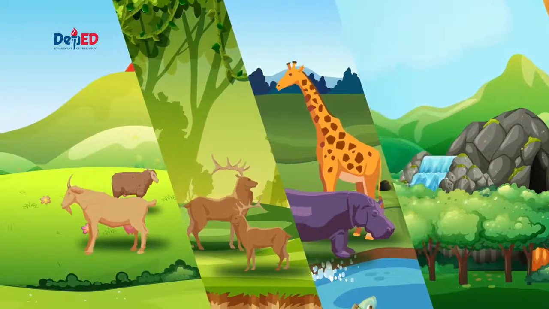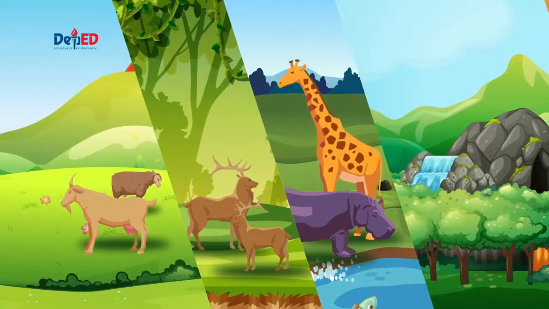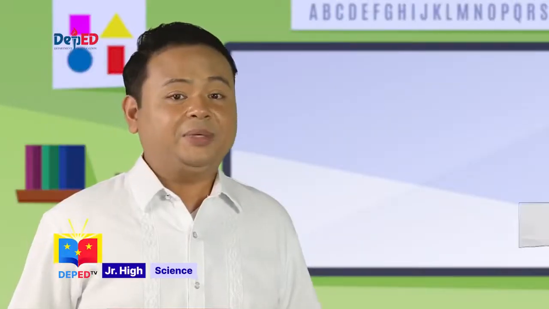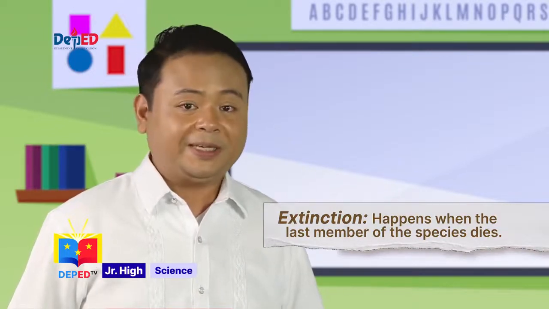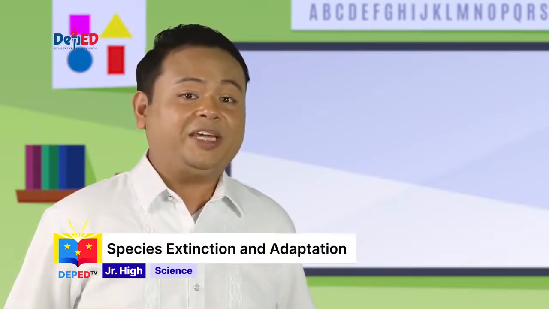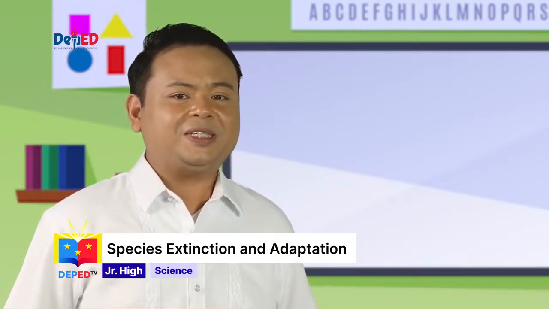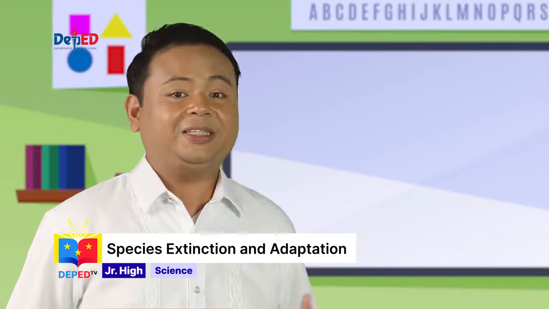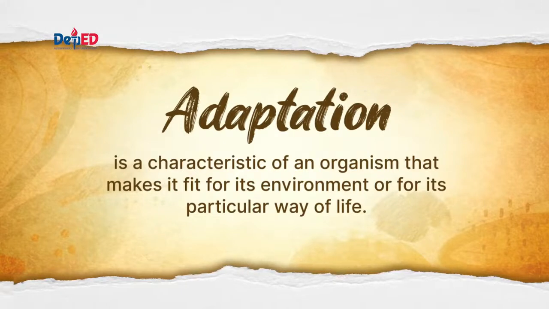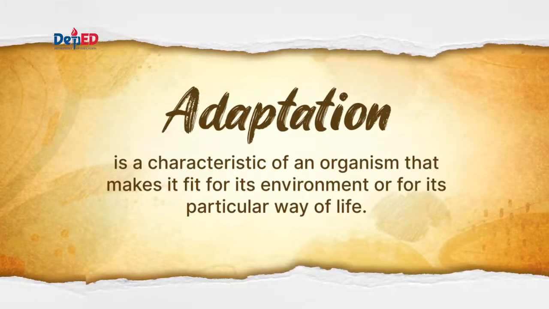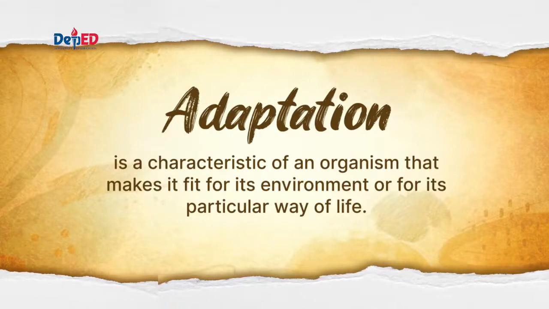The objective of our lesson is we are going to relate species extinction to the failure of population of organisms to adapt to abrupt changes in the environment. Extinction happens when the last member of the species dies. A species becomes extinct if it can no longer adapt to changes in the environment and consistently compete with other organisms in its environment. Adaptation, in a biological sense, is a characteristic of an organism that makes it fit for its environment or for its particular way of life.